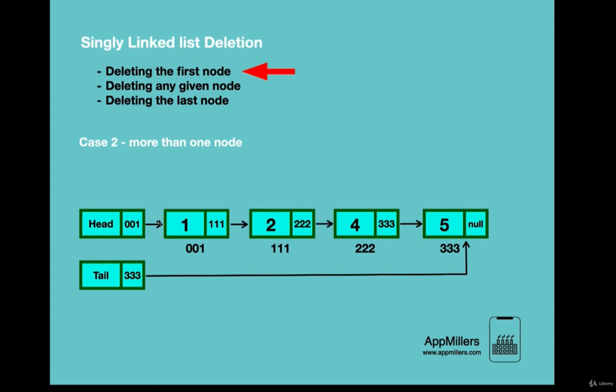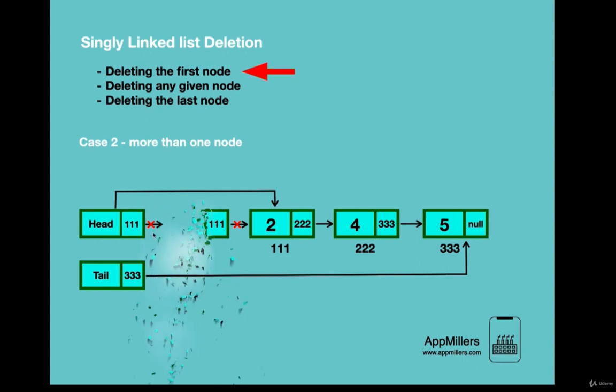By doing this, we are breaking the connection between head and this first node, and we are creating the connection between head and second node. So if we update the head reference to 111, it creates the connection between head and second node, and it breaks the connection between head to first node and first node to second node. Then when we delete the links to the first node and from the first node, the garbage collector again will come and destroy this over here. So our first node now is deleted.